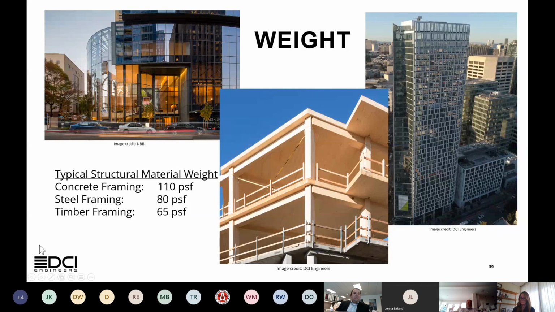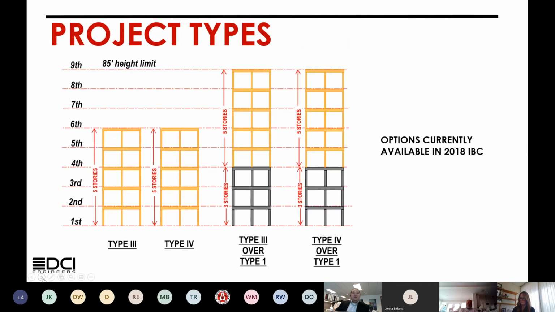Okay, next slide, please. Okay, and the final portion that we mentioned was weight. Jen, are you able to go back one slide?